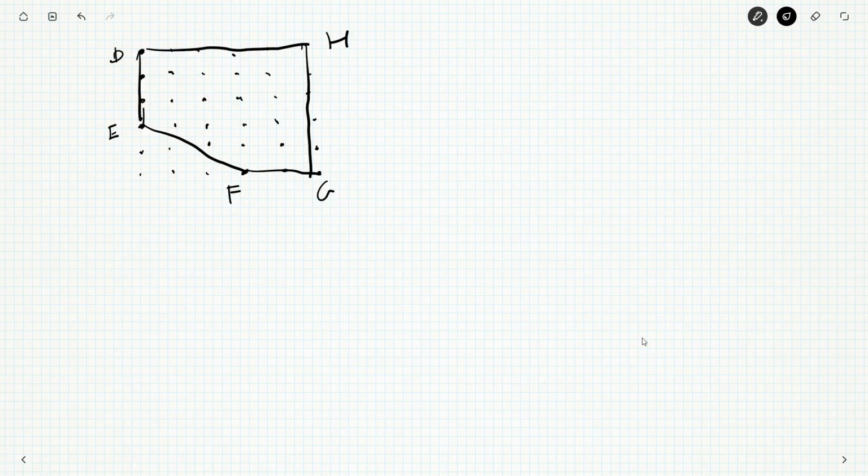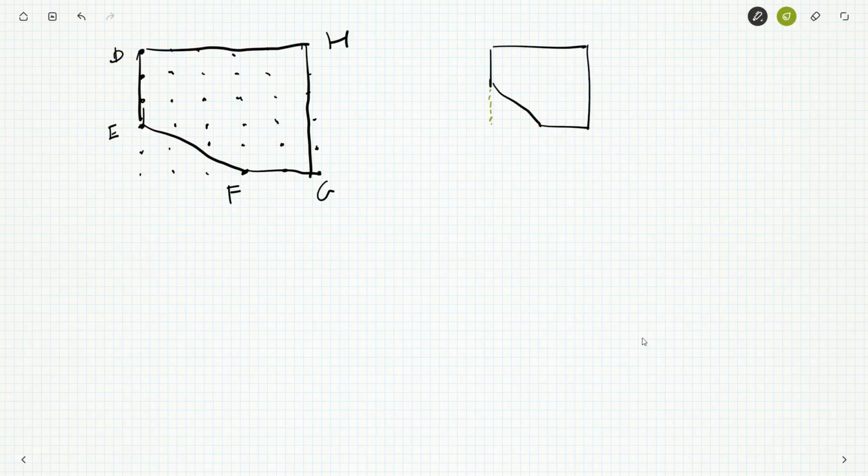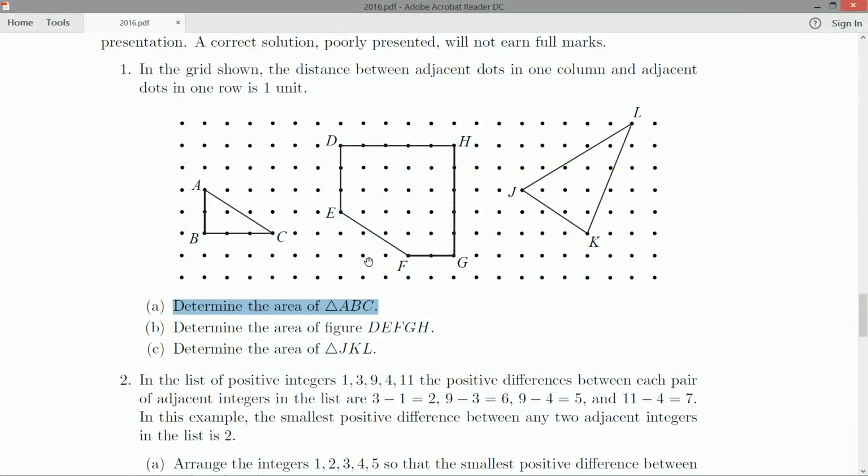So here's our figure. And I've done questions like these in the past. View the figure not so much with its dots for a moment, but just what is this shape? What does it look like? More importantly, what is it missing? It's missing a tiny little corner, and that turns it into a rectangle. So DFGH is a rectangle minus a triangle. A right-angled triangle, nonetheless. In fact, if you compare, it's going to be the exact same size as the ABC that you just figured out. Okay?